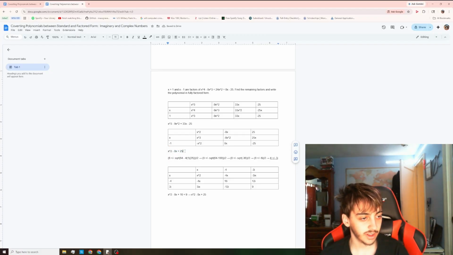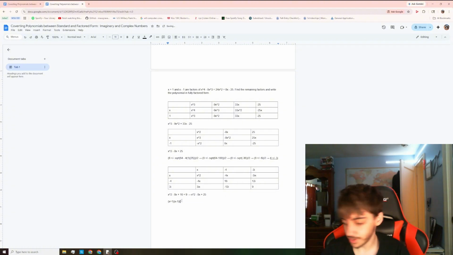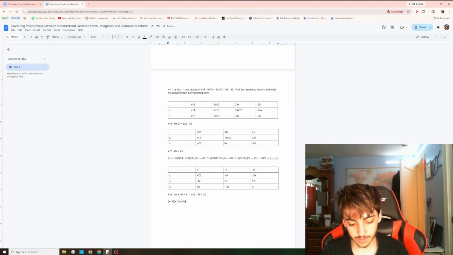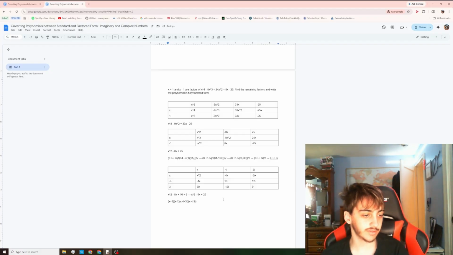So that's all good. So our fully factored form of this is, we got those two original terms: x plus 1, x minus 1. Then we gotta write this one out. So it's going to be x minus 4 plus 3i, x minus 4 minus 3i. So that is our fully factored form of that.